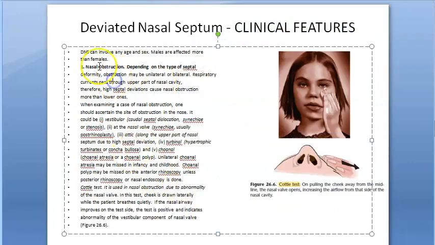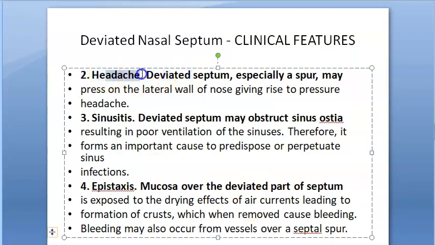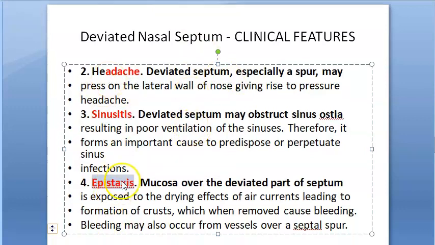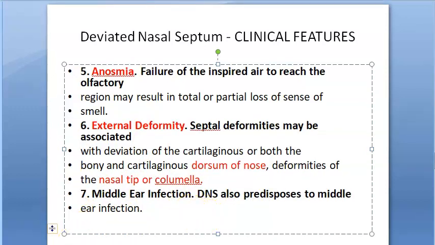Clinical features, guys. We are moving on to the clinical features here. Nasal obstruction is a clinical feature. We already know it can cause unilateral or bilateral nasal obstruction, right? Then headache, yes, we saw in the spur that it can cause headache. Then sinusitis, let us see how it will cause this. Then epistaxis also, we saw in the spur. Then anosmia, so the person will not get smell, partial or total loss of sense of smell. External deformities, septal deformities may be associated, such as deformities of the nasal tip or columella, and the dorsum of the nose being affected. Now, middle ear infection, it can predispose to middle ear infection because of the nasal obstruction.